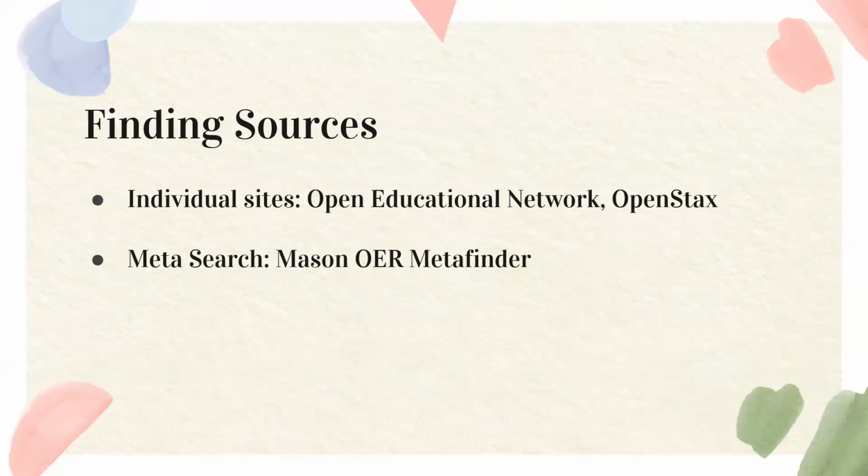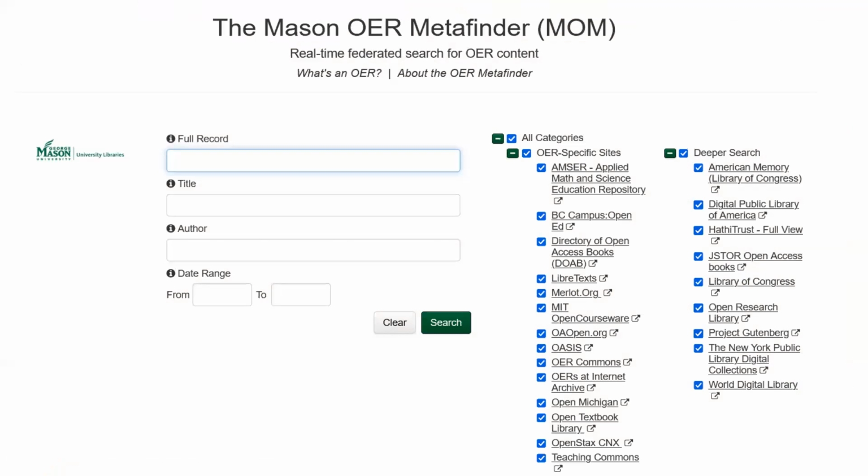If you really want to go big time, you can do a metasearch and use George Mason's OER Metafinder. I've got a screenshot of the Metafinder here. This is really great because they pull from all these different individual sites, but they also pull from Internet Archive and HathiTrust. So you get a real broad selection of material on your particular topic. You want to discover what's out there for you.